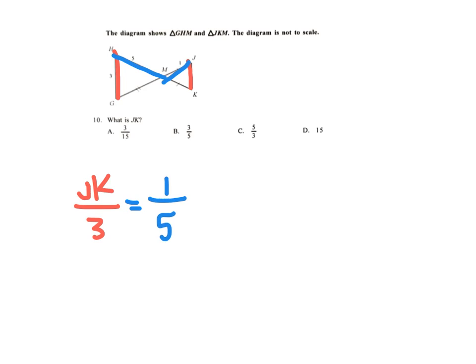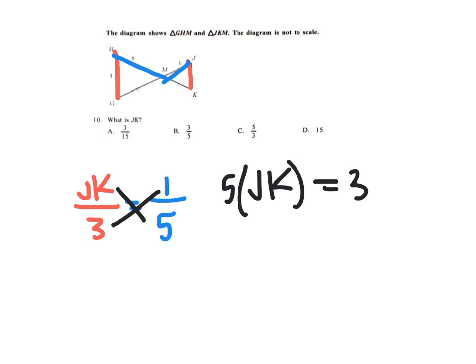We're going to go ahead and cross multiply those. So we're going to do 5 times JK. If you want, you can use X instead of JK. And then we're going to do 3 times 1, which is just 3.